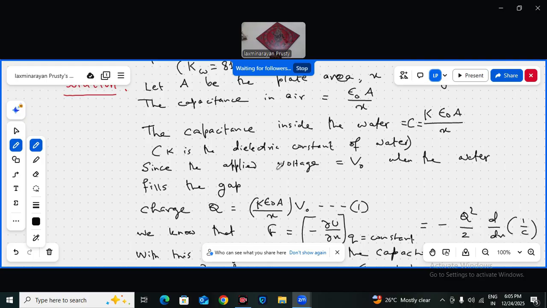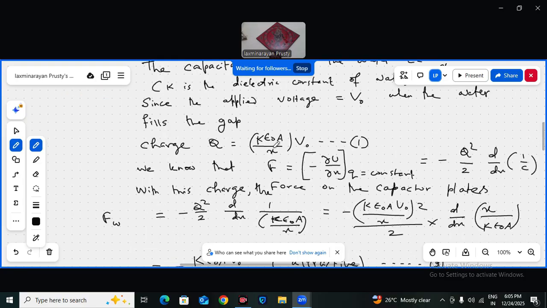Since the applied voltage is V0, when the water fills the gap, how much charge is there? C into V0. That's very important, a very common and important point to note. Charge capital Q is this.